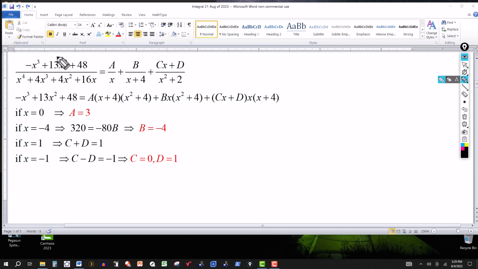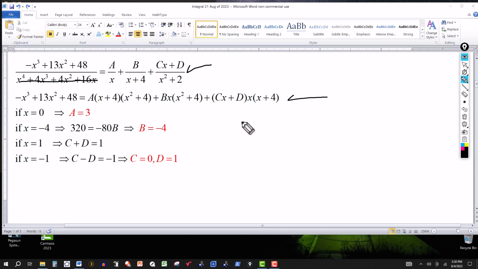Okay, same thing. This is the integrand here, and then this is the setup I just showed you here. And then in this step right here, all we did was multiply through by the LCD here, which is x times x plus 4 times x squared plus 4. So basically what happens is this denominator cancels out to 1. So I just have the numerator over 1. And so this is what we have right here.